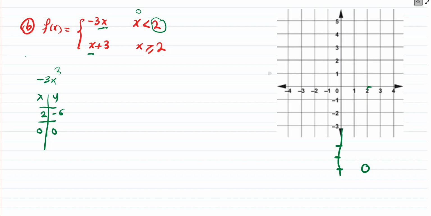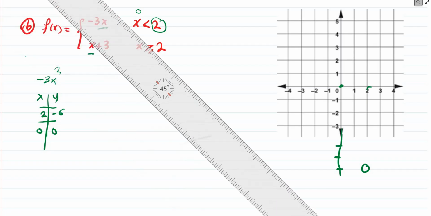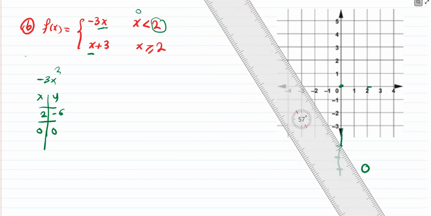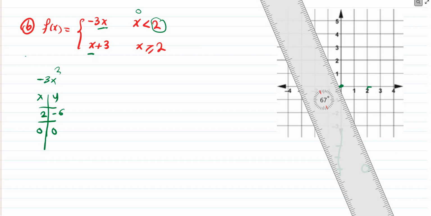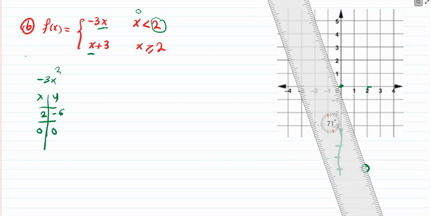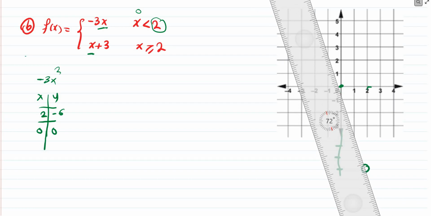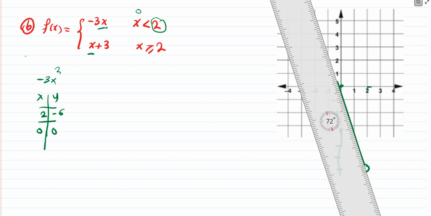The other point is (0, 0). So pick (0, 0) also, but put a dot. Then join these two points together and extend it. So let's join them and extend the line, so we will get the graph. So this is going to be our graph for the first part.